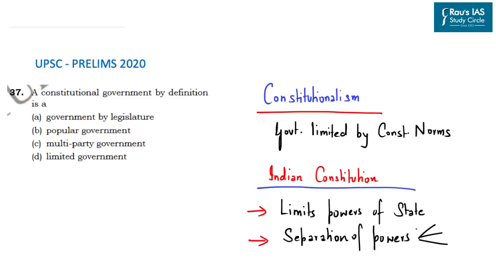Further, it also provides for separation of powers between the legislature, executive, as well as the judiciary. So, based on this understanding of constitutionalism, the question was: a constitutional government by definition is a. Options were A. Government by legislature, B. Popular government, C. Multi-party government, and D. Limited government. So, here the correct answer becomes D, that is limited government.